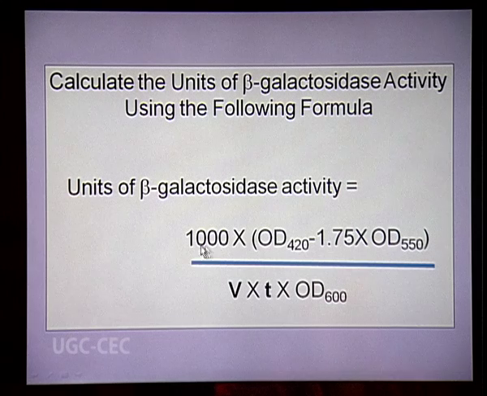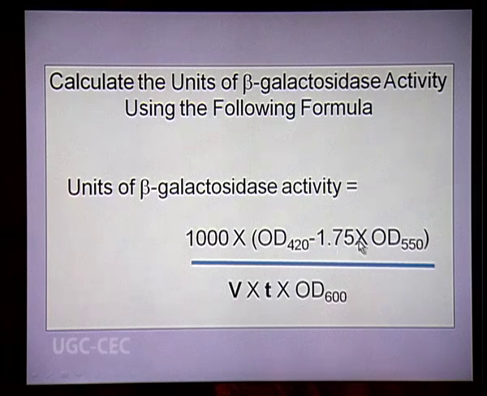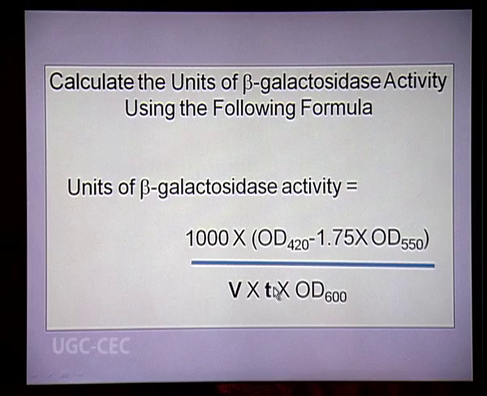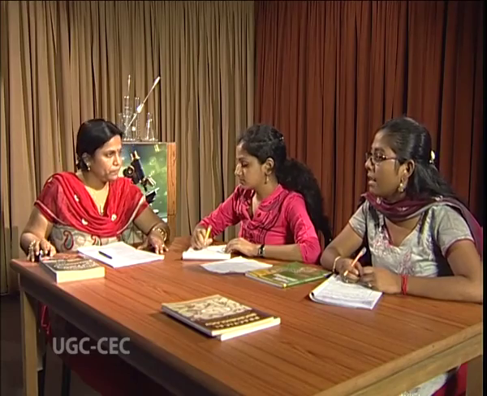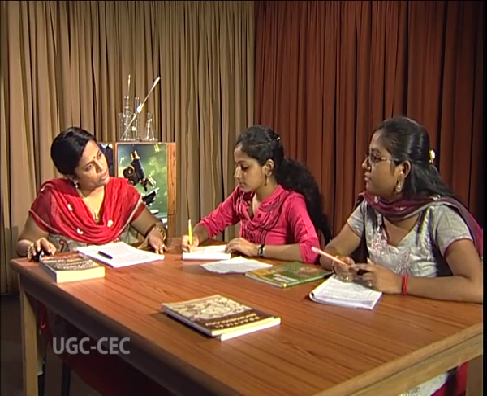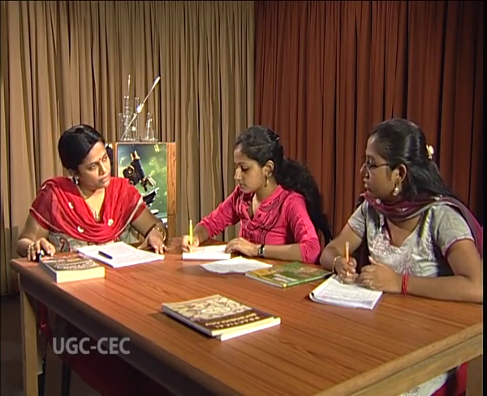Here the formula that we are going to use is 1000 multiplied by the OD value that we are getting at 420 nanometers, subtracted with 1.75 times the OD that we are getting at 550 nanometers, and here V stands for the volume of the sample and T stands for the time of incubation, and OD at 600 nanometers gives an idea of how many cells were present as we started the experiment. Ma'am, why are we subtracting that factor from the OD we have calculated at 420?